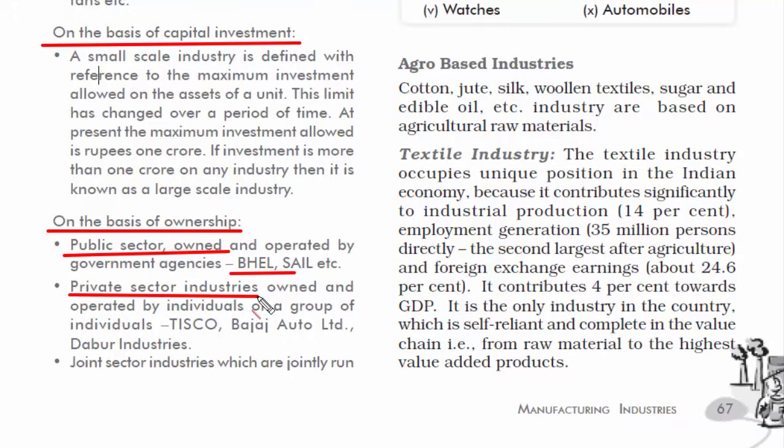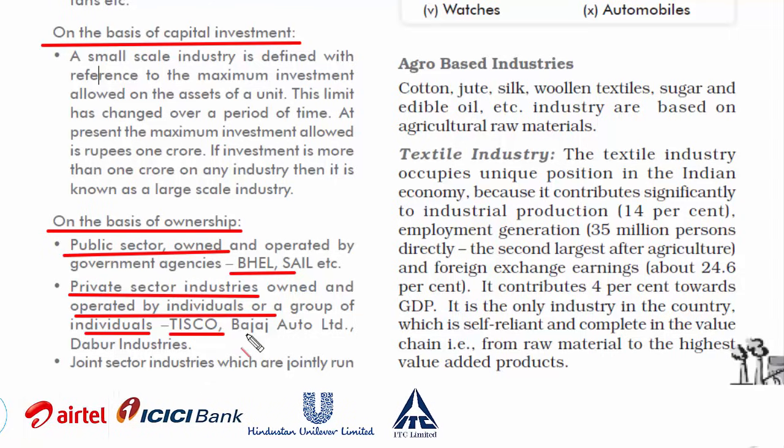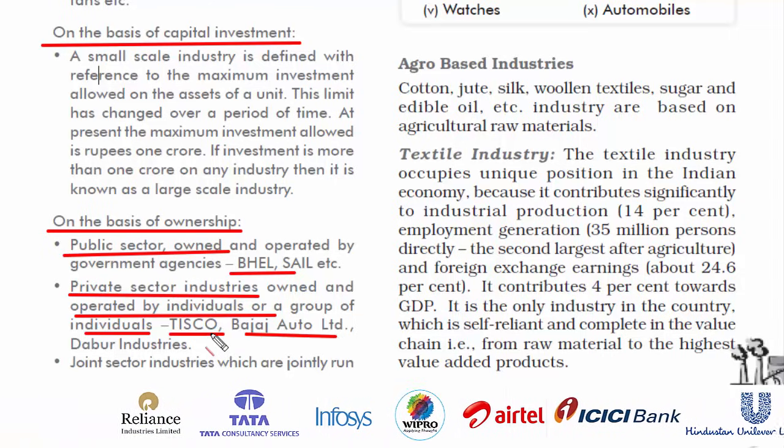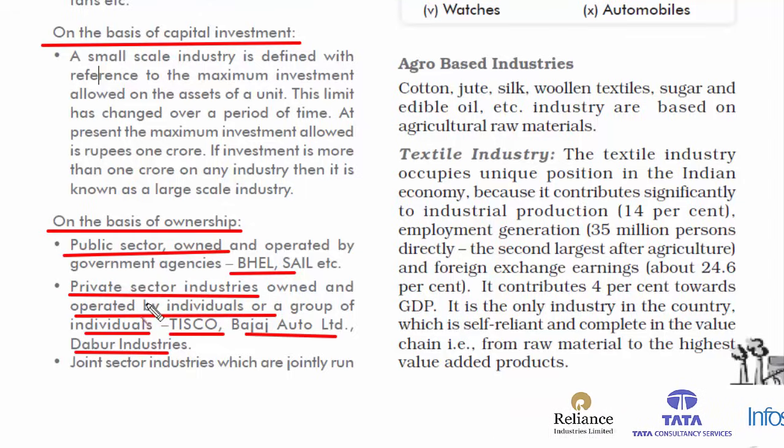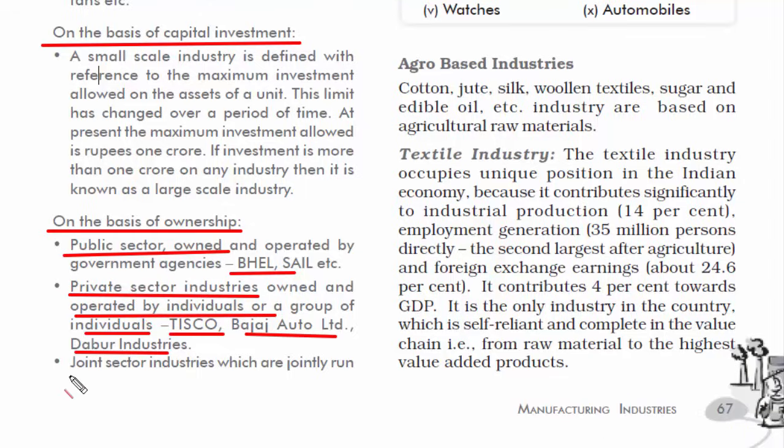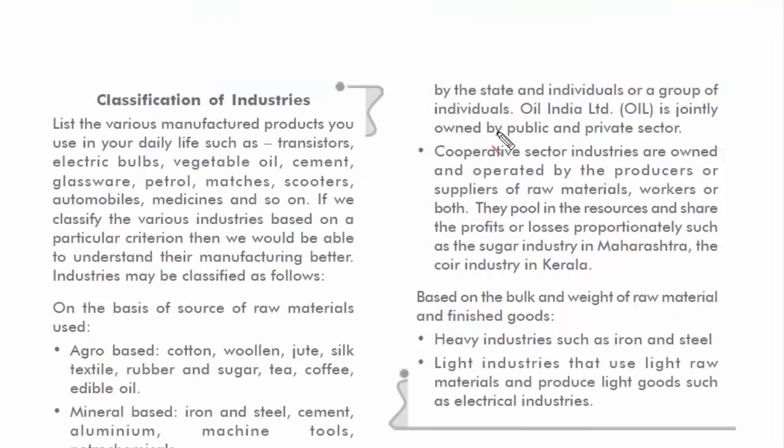The second one is private sector industries. By the term private, you can figure out that these are owned and operated by individuals or a group of individuals. Some examples are Tisco, Bajaj Auto Limited, Tata Steel, and Dabur Industries. All these fall under private sector industries. The third one is joint sector industries. By the word joint, you can easily figure out that it has to be a combination of two things: the private sector and the public sector. Both of them come into a joint venture partnership to run a joint sector industry. One example of a joint venture industry is Oil India Limited.